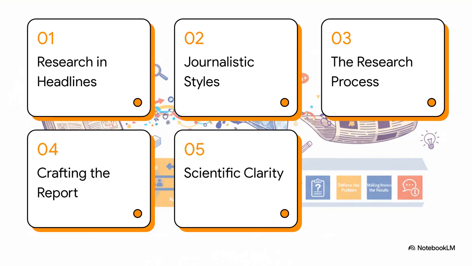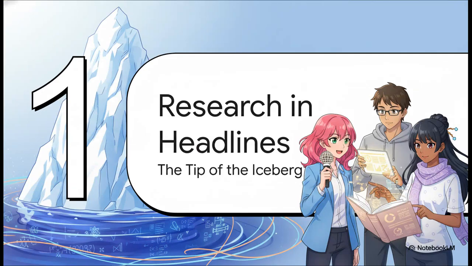All right, so here's our game plan. We'll start with the headlines themselves, then look at the different ways journalists tell a story. After that, we're going behind the scenes to see the 4 stages of the actual research, how a report gets built, and we'll wrap up with 5 golden rules for writing about science with perfect clarity. So let's kick things off with what we all see first, the news report.